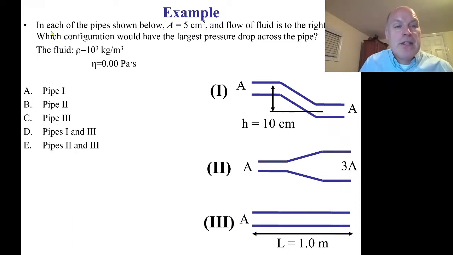So let's look. In each of the pipes shown below, the area is 5 centimeters squared, okay? And flow of the fluid is to the right. Which configuration would have the largest pressure drop across the pipe? The fluid density is 1,000, I guess it's water, and eta is equal to 0. Makes sense. So with Bernoulli's equation, you don't have any viscosity, okay?